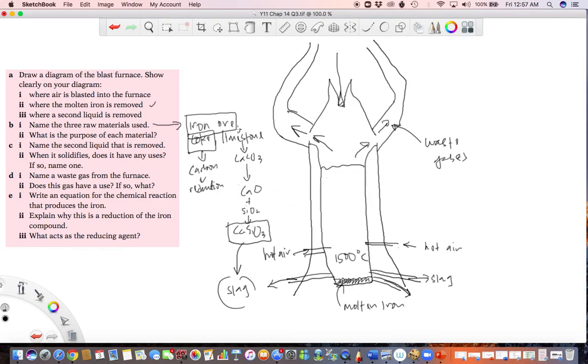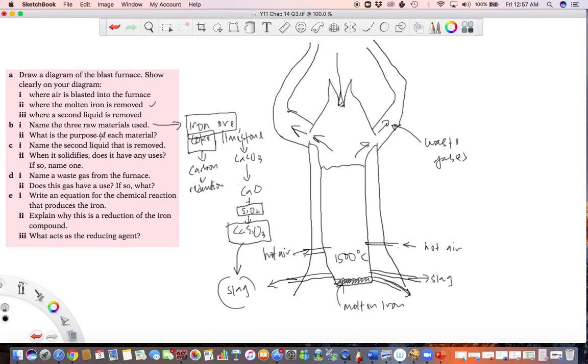So what is the role of limestone? It is to remove impurities in the form of slag. What is the impurity that we're trying to remove with the limestone? It is this that I'm circling, silicon oxide. Okay, so you want to remember that.